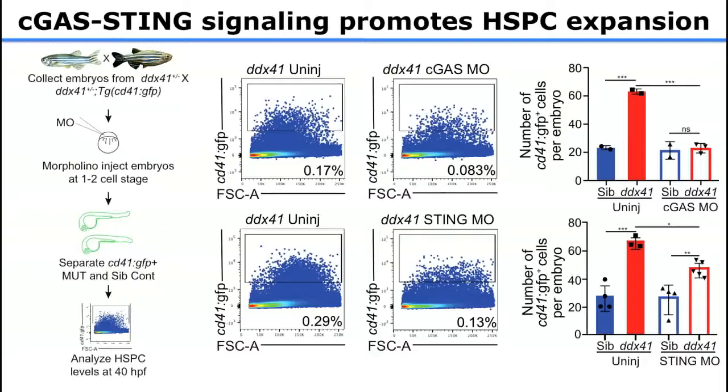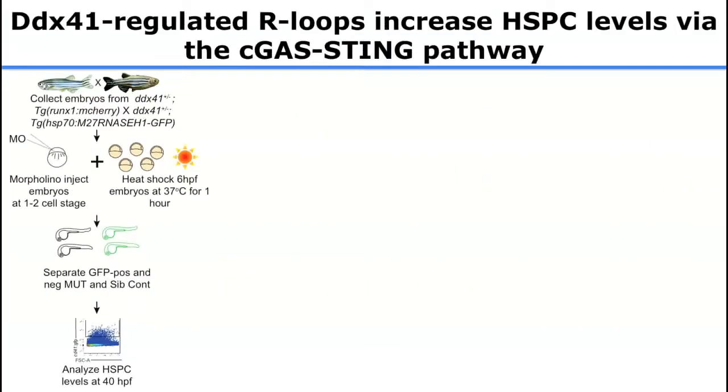So for these experiments, if you look here, this is the level of HSCs in the DDX41 mutant animals, and then when we compared this to cGAS morpholino injected animals or STING morpholino animals, we see really a significant decrease in this HSC expansion. There's some variability in which pathway member we knock down, but we definitely see a great decrease in this.